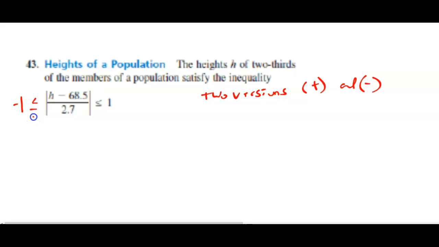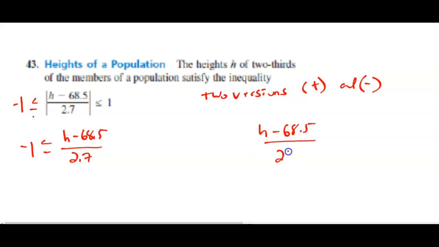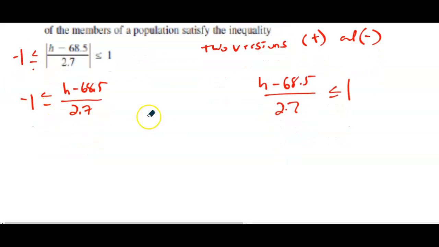Now, let's go ahead and solve this thing where we have negative 1 is less than or equal to (h minus 68.5) divided by 2.7. And then I have (h minus 68.5) divided by 2.7 less than or equal to 1. Alright, we'll do it like that. So this will be my two versions.